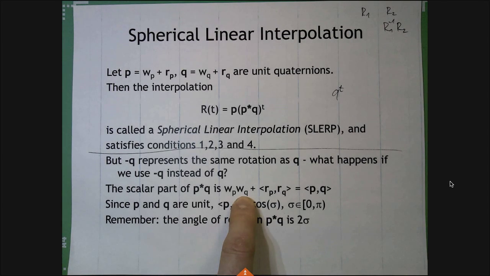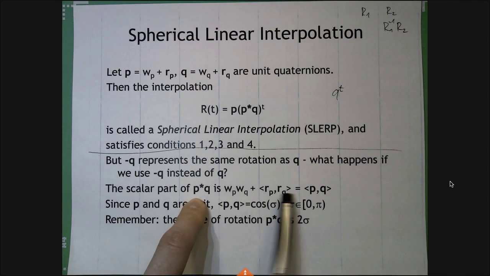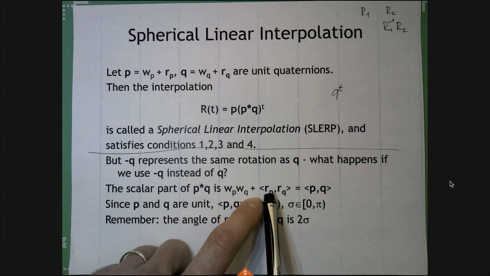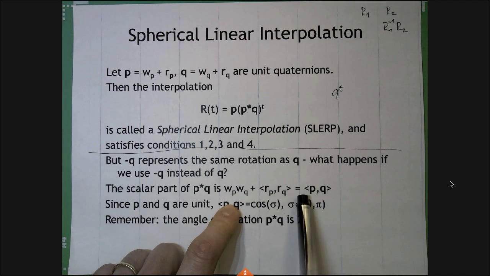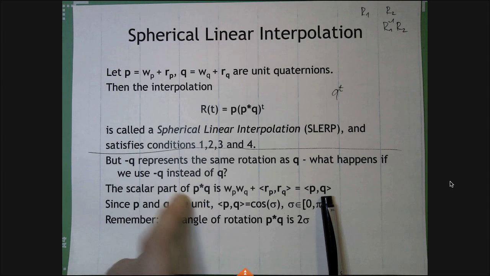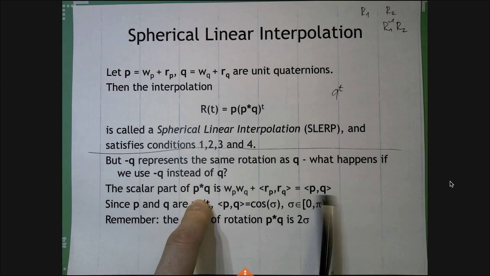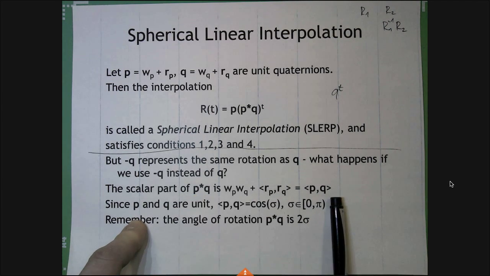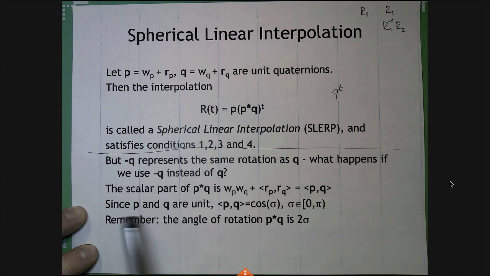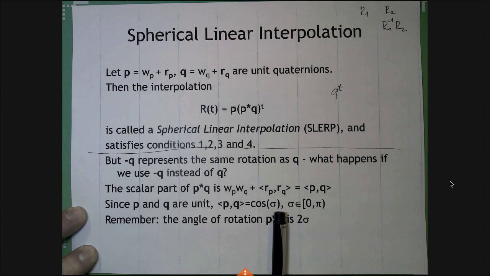So the scalar part of P conjugate Q will be WP WQ plus the dot product of RP and RQ. Remember, this is a dot product. So this is nothing but a 4-dimensional dot product between P and Q. If I look at unit quaternions as unit vectors, the scalar part of P conjugate Q is exactly the dot product of P and Q, okay? If I'm looking at them as 4D vectors, then the dot product, as you know, is the cosine of the angle between them, right? That's linear algebra first class, at least in my course.